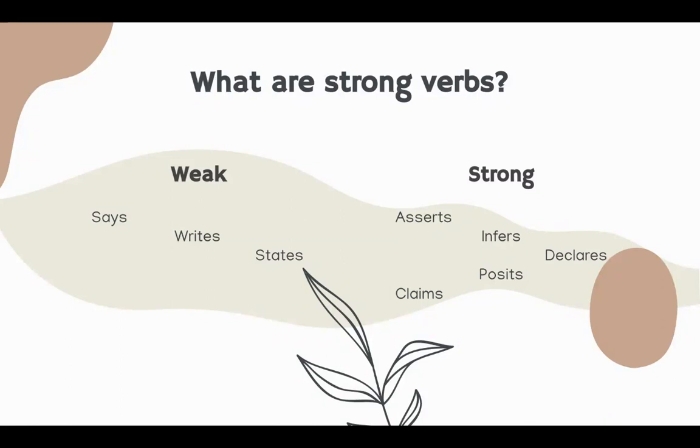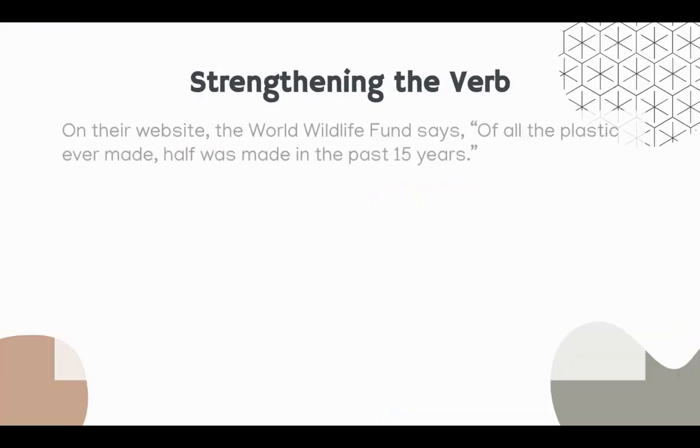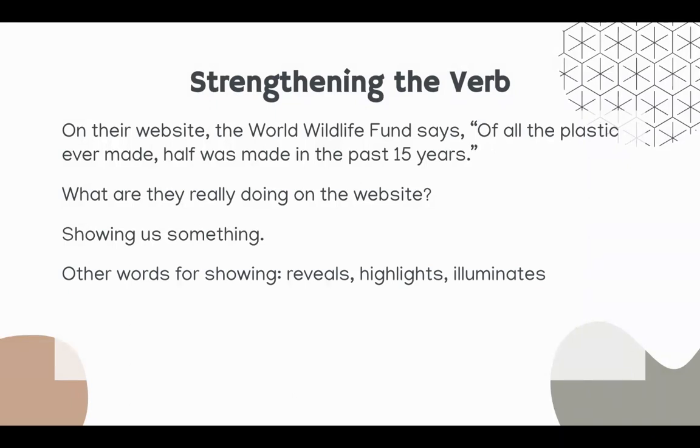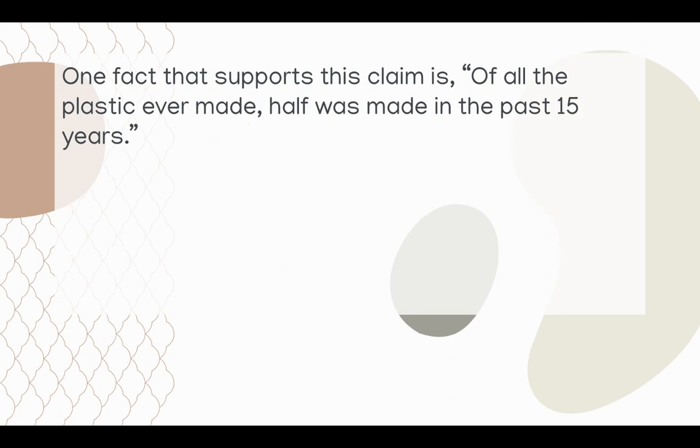It really comes down to identifying specifically what you think the writer was doing when you pulled the quote. So here's an example. Going back to that one, on their website, the World Wildlife Fund says. There's our weak verb, says. What are they really doing on the website? If they have that fact on there, what they're really doing is showing us something. And so then we can think about what are other words for showing. I could think reveals, highlights, illuminates, and this gives me the opportunity to revise it.